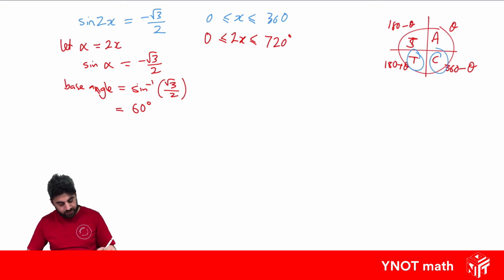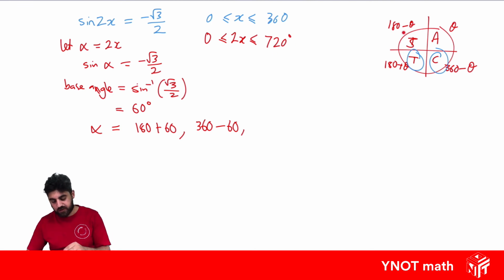So our answers for alpha, remember we're solving for alpha now, not x, because we let 2x equal alpha. So our answers for alpha are going to be 180 plus our base angle and 360 minus our base angle. But that was just one revolution around the circle. Now we need to go 2 revolutions around because we need to go to 720. So all we need to do is just take our previous answers and add 360 degrees.